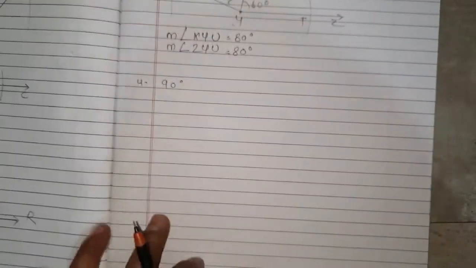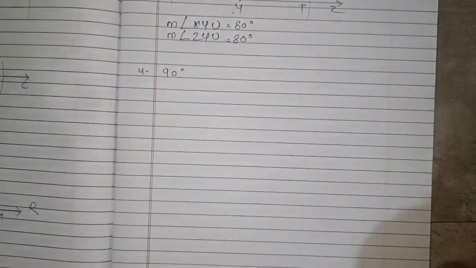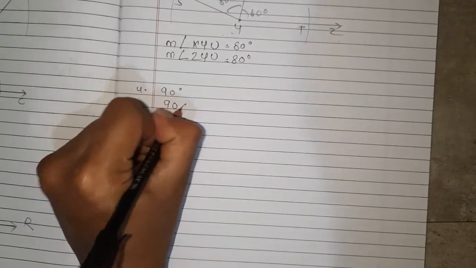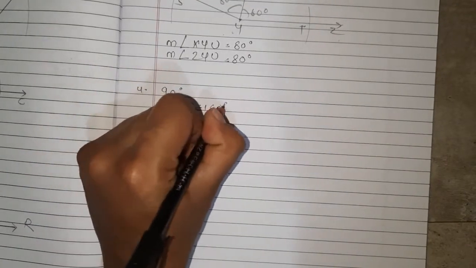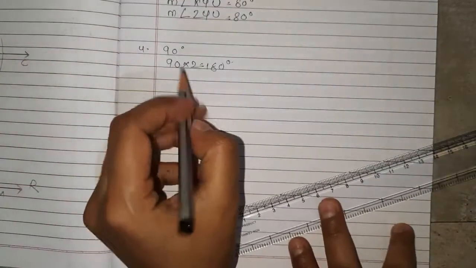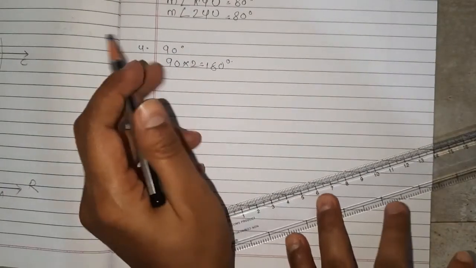Now the last one, 90 degrees. The twice of 90 is 180. So let us construct. 180 degrees means it is a straight angle.